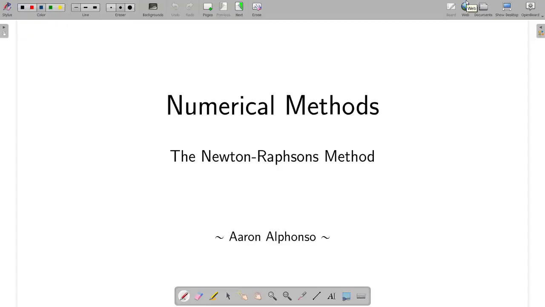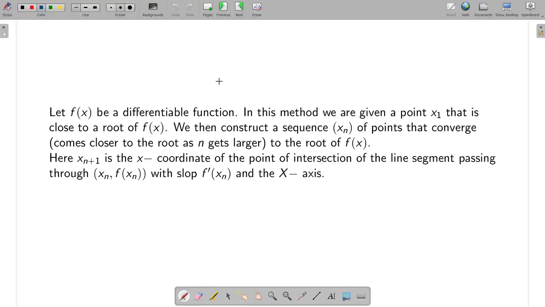Okay, hello everyone. So in this session, we will be looking at the third method that we are going to use to find roots of functions. This is called the Newton-Raphson method. Actually, this is the easiest of the three. So let's see what we do here. Here we will be given one starting point, which we will call x naught, which is somewhat close to the root of f of x.